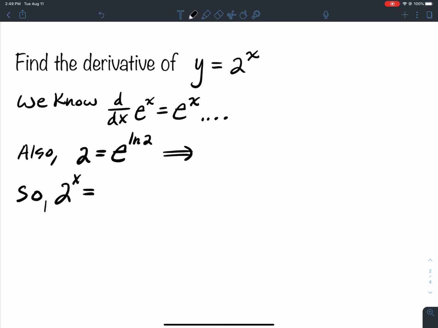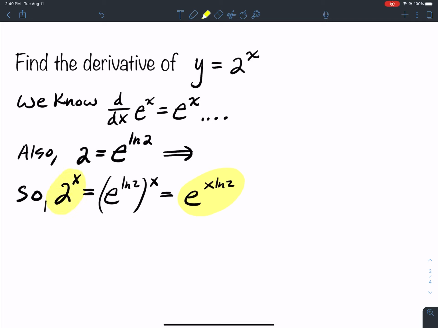And so what does that tell me? Well, if this is equal to 2, then 2 raised to the x power is equal to e to the ln 2, raised to x. Now, when I have a power to a power, I multiply, and so I have e raised to the x times ln 2. So this, my friends, is the same thing as this right here.